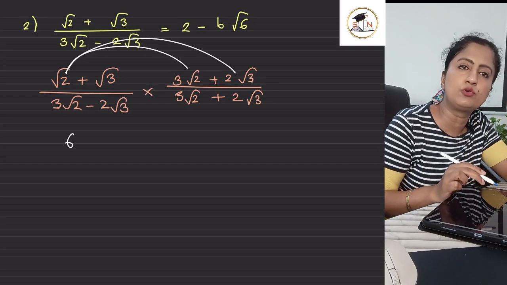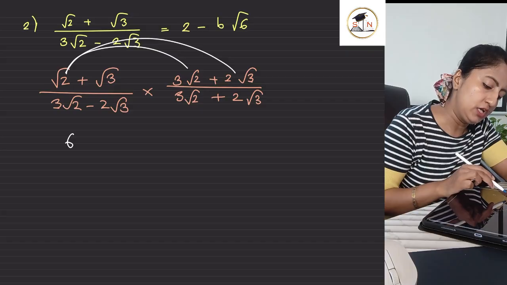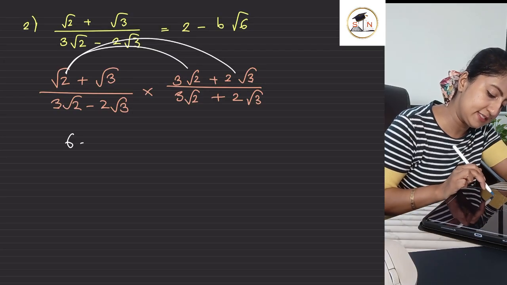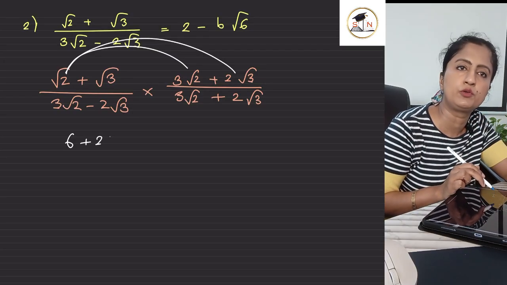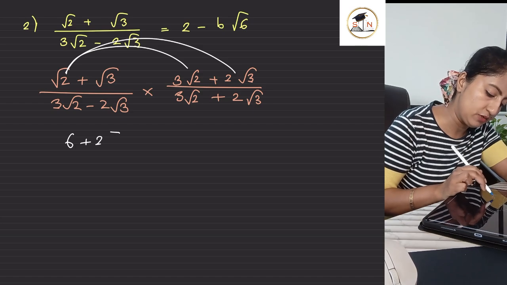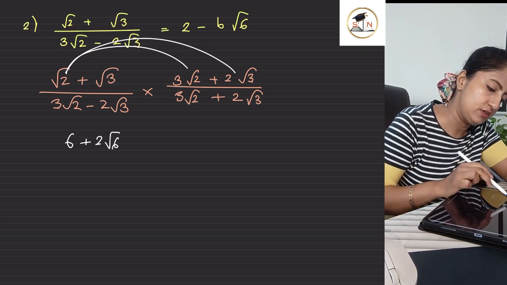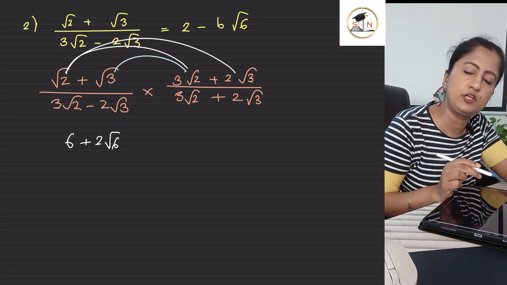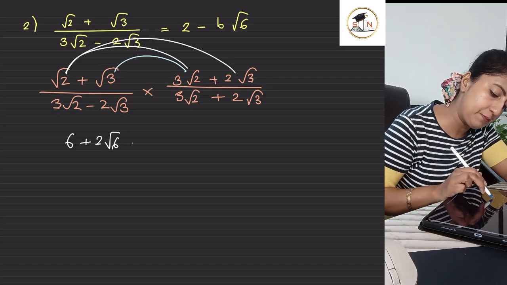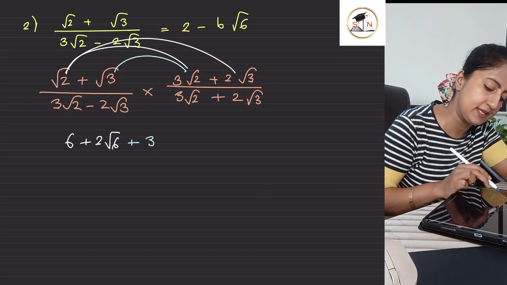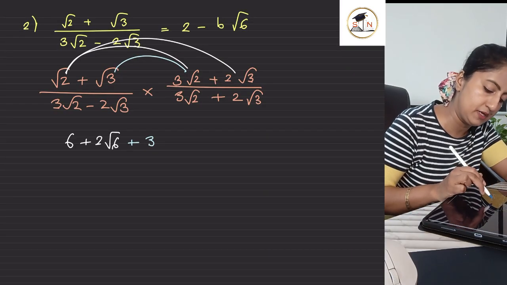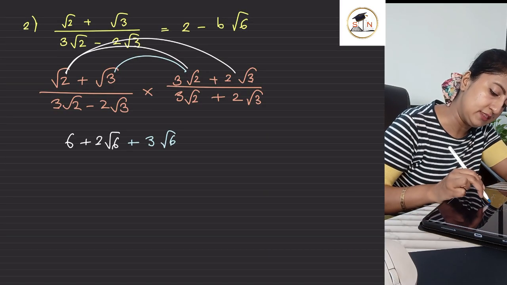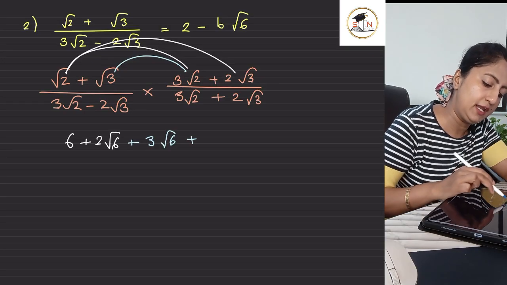Root 2 into 2 root 3. That is 2, जो बाहर वाला है वो as it is रहेगा, and we will have root 2 into root 3, which becomes root 6. Now the next term, we have root 3 into 3 root 2. यहाँ पे भी जो बाहर वाला 3 है वो as it is रहेगा, और root 3 into root 2 becomes root 6.